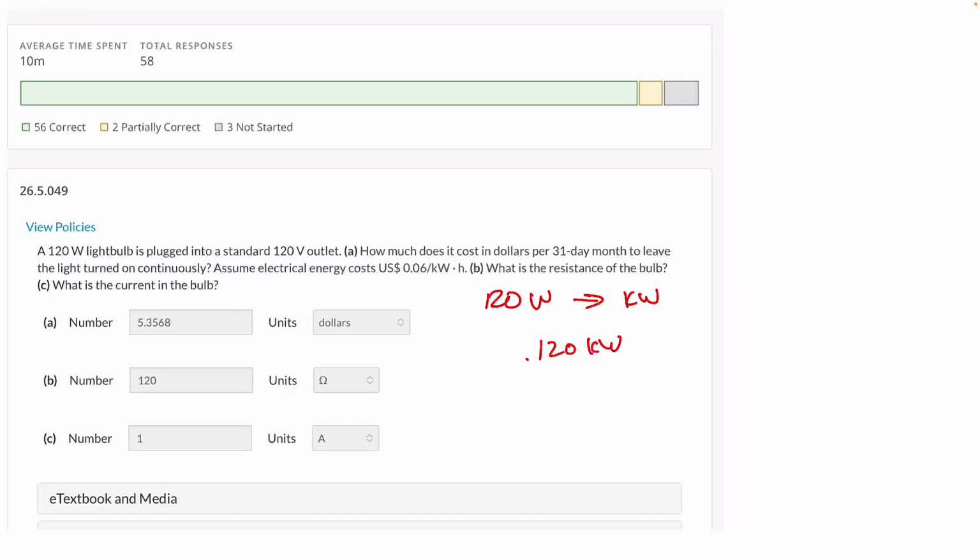All right. How many hours is this light bulb on? 31 days. In one day, there are 24 hours, right? So what's 31 times 24? So 740.